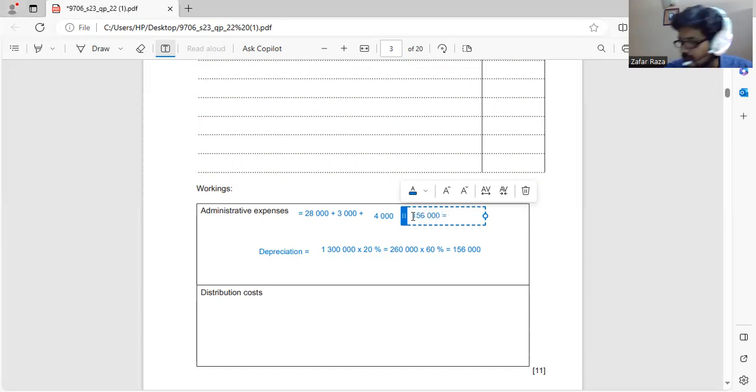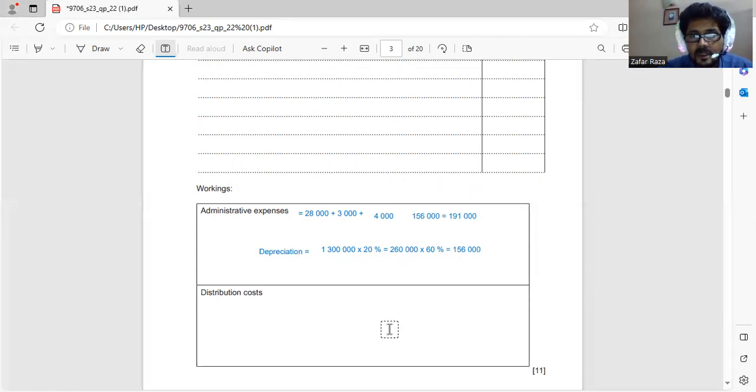$156,000. That would make total administrative cost how much? 28 plus 3 plus 4 plus 156 is equal to $191,000. This is the true and fair value of administrative expense.